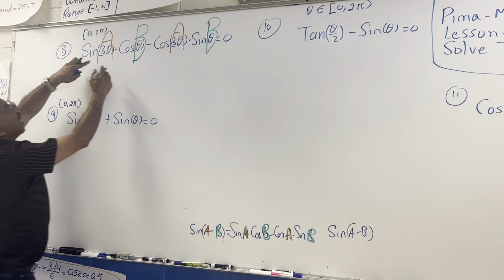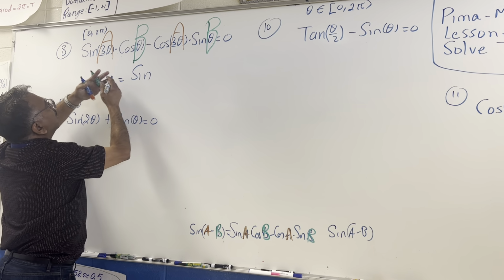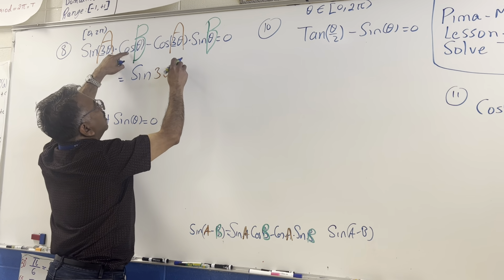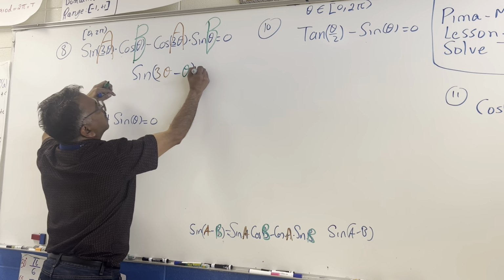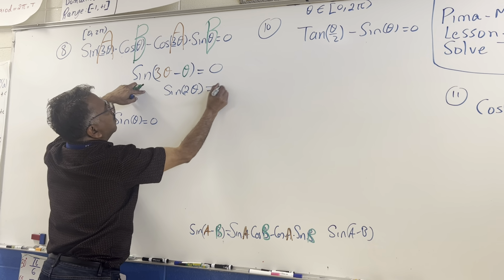So this thing is sine 3 theta. This answer reduces to sine of 3 theta, the orange color minus the blue color. So this whole thing reduces. So this A equals 0, which is sine of 2 theta is 0.